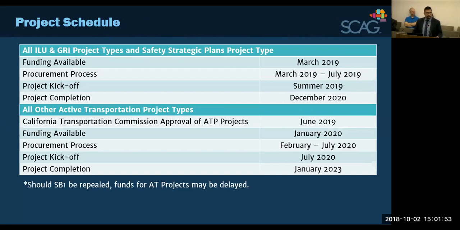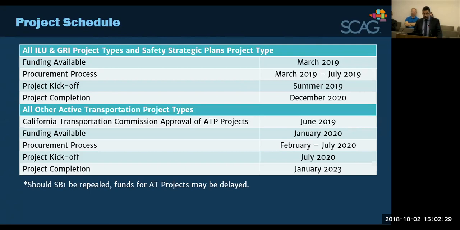For the AT projects, it'll be technical assistance in the sense that SCAG will be procuring a consultant based on your scope of work. For the GRI and ILU projects, what we are hoping to do is actually bundle multiple projects into one consultant contract. So therefore, that's why we have these sort of prescriptive deliverables. The project kickoffs we're hoping for summer 2019, and project completion December 2020. So we know that that's a very tight timeline, but we think as long as we get stuff rolling with our deadline, then we should be able to meet all those timelines.